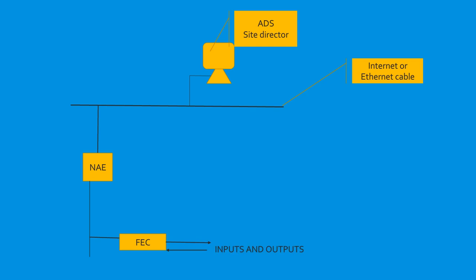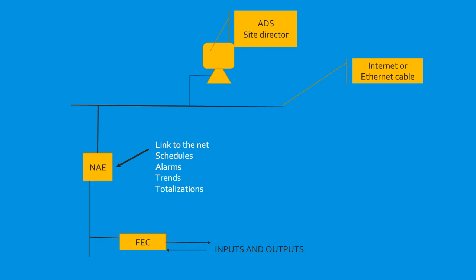The field equipment controller also has physical input and output connections wired to the mechanical equipment. For example, an output command to turn a fan on or off may be necessary. A temperature sensor input may report system temperatures or room temperatures to the software inside the FEC. An operator sitting at the ADS or server or site director, whichever you wish to call it, can view these inputs and outputs and issue adjustments.